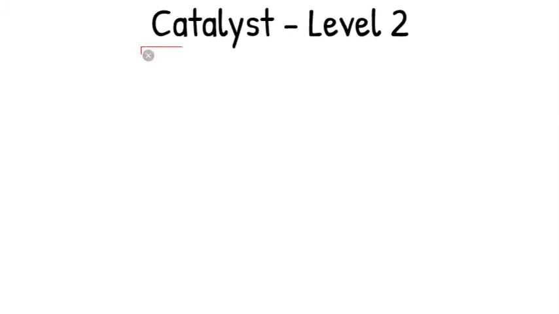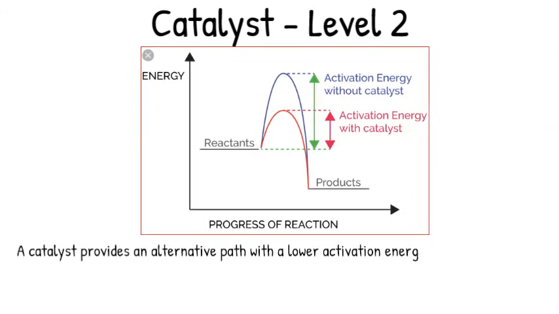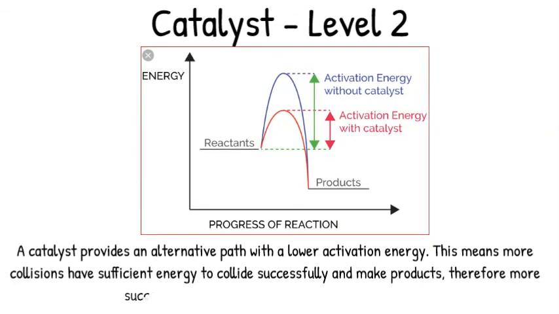This is about as much as you need for level 1, but for level 2 we need a little bit more information on catalysts. And we can put this together with our thermochemistry knowledge. Knowing what activation energy is, the catalyst provides an alternative path that has a lower activation energy than the reaction without the catalyst. This means more collisions have enough energy to collide successfully and form products. Therefore, there are more successful collisions per second and a faster reaction rate. It's important to note that the particles don't actually gain energy with a catalyst, but the catalyst somehow lowers the amount of energy required to make products or successfully react.